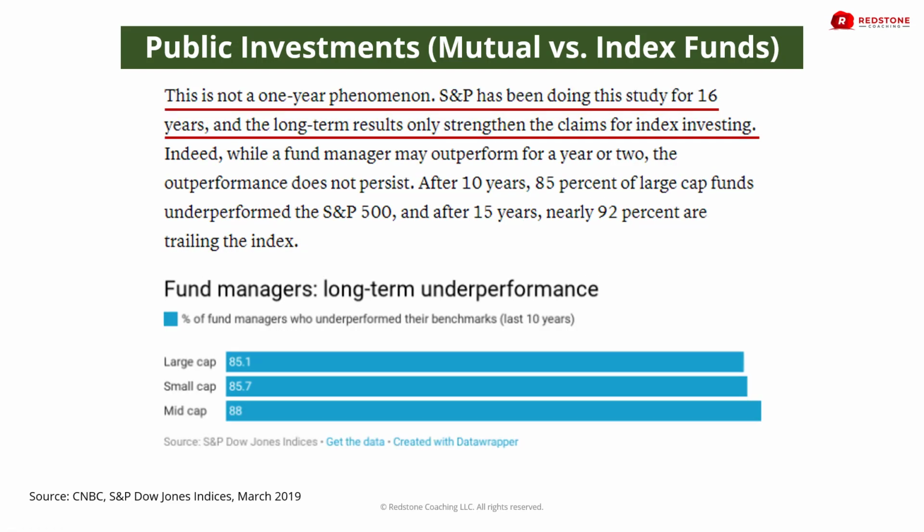It's crazy. And this is not a 1 year phenomenon. S&P has been doing this study for 16 years, and the long-term results only strengthen the claims for index investing. Indeed, while a fund manager may outperform for a year or two, the outperformance does not persist. After 10 years, 85% of large cap funds underperform the S&P 500, and after 15 years, nearly 92% are trailing the index. Some people say, well, large cap versus small cap versus mid cap. What they're trying to show is that it doesn't matter what size the fund is. They underperform over the long term.